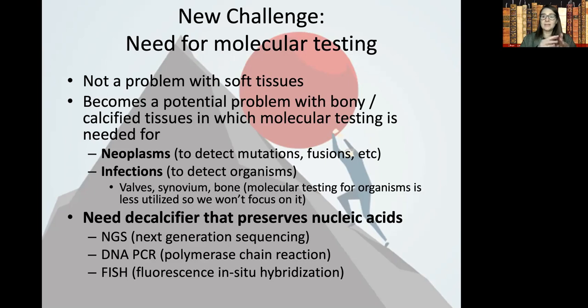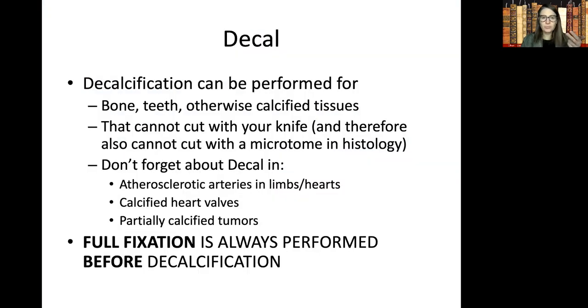On the other hand, immunohistochemistry, right, which detects proteins in tissue, is sometimes affected by decalcification, but proteins are generally more resistant and immunostains usually work okay on decalcified tissues. So less of an issue with immunostains, but definitely an issue for anything that requires nucleic acids. Sequencing, PCR, FISH. All right.